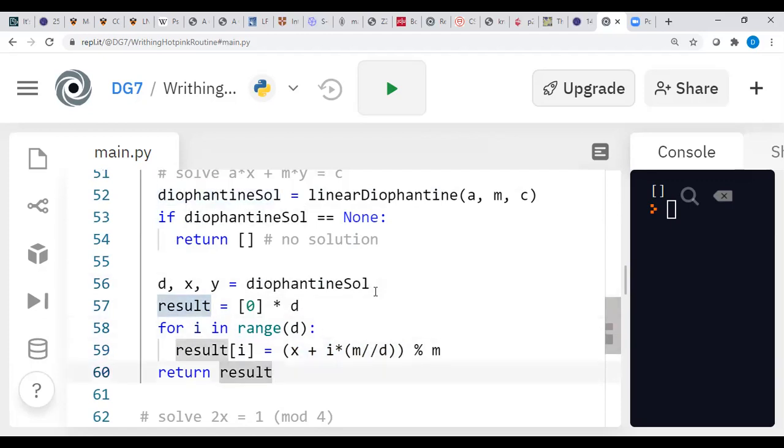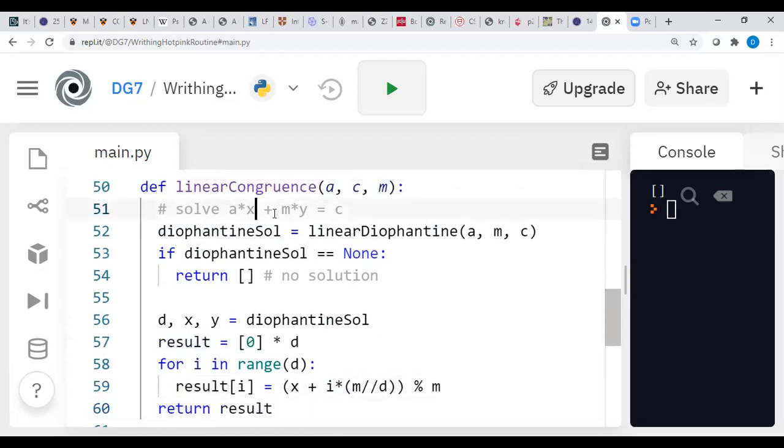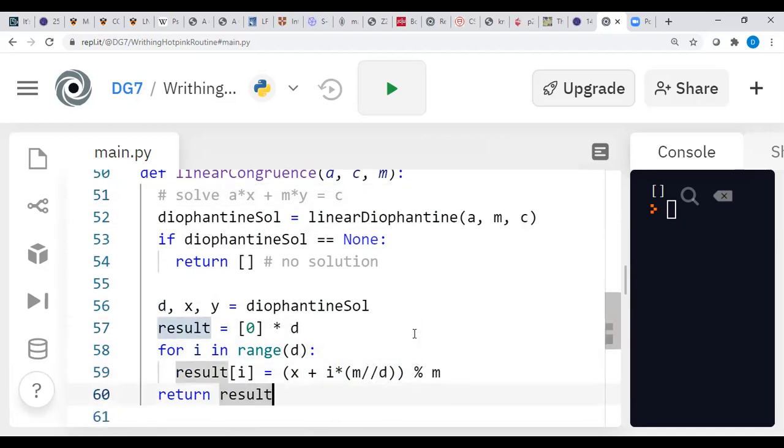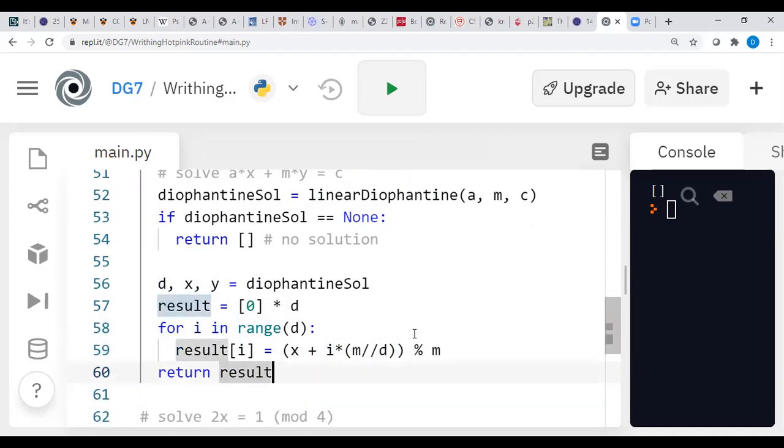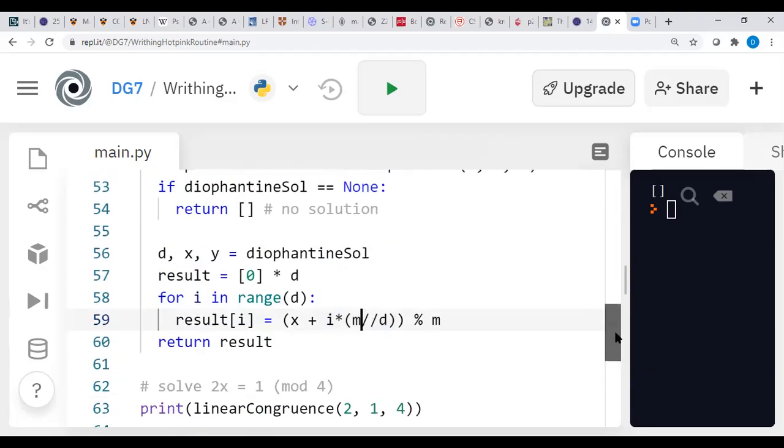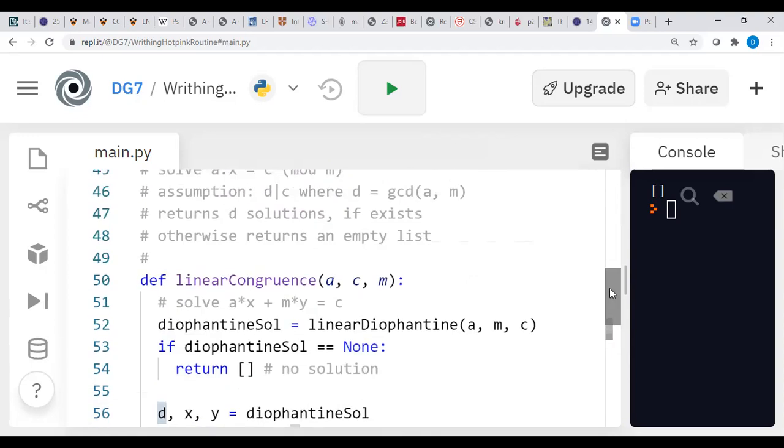All right, so we do know how to solve linear congruence equations. Thanks to linear Diophantine equations, we can easily convert a congruence into a Diophantine equation, throw away the y because we don't care about the y, and only care about the x, and we can generate all possible solutions easily. Once a solution exists, it's easy to generate the rest. We only need one solution. As you can see, X is the only solution I get from my linear Diophantine equation, and the rest is just I times M by D. M is the modulus, and D is the GCD of A and M.